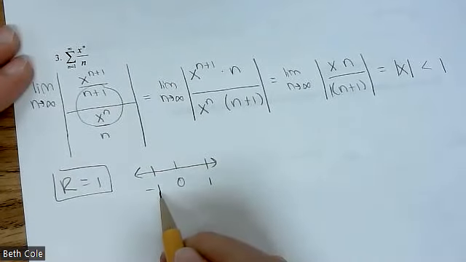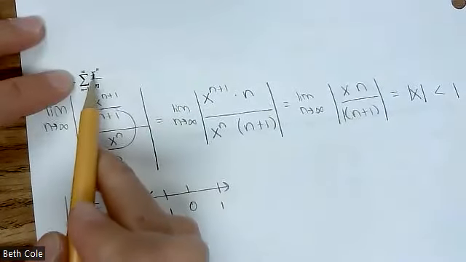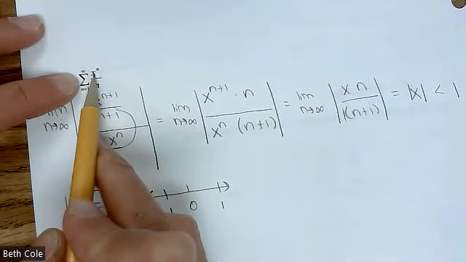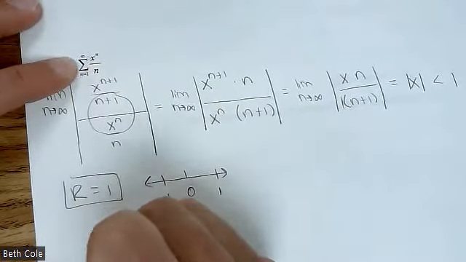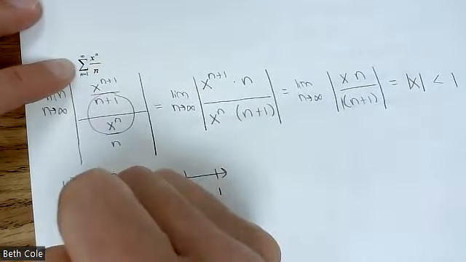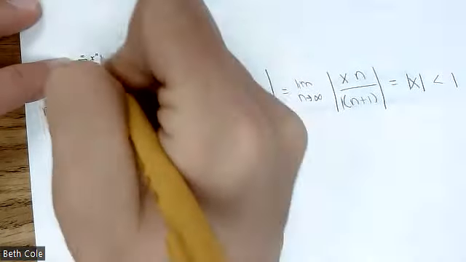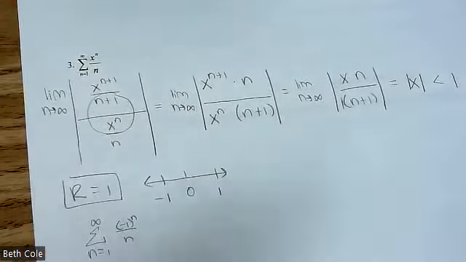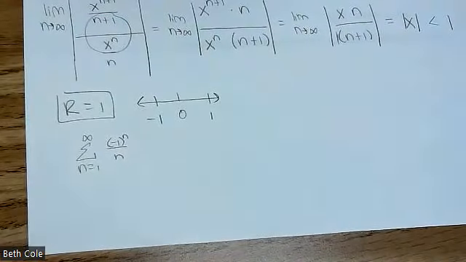So first, let's do -1. You're going to take -1 and plug it in for x in the original series. Are you seeing where I'm pointing there? Okay, so it's going to be sigma n equals 1 to infinity, and I'm going to plug -1 in for x. And you have to decide if that converges or diverges.